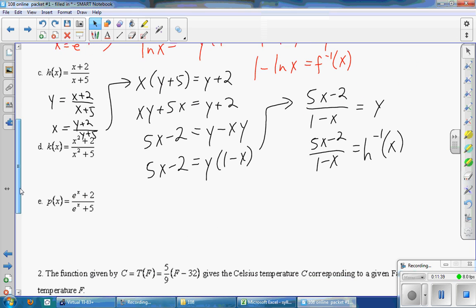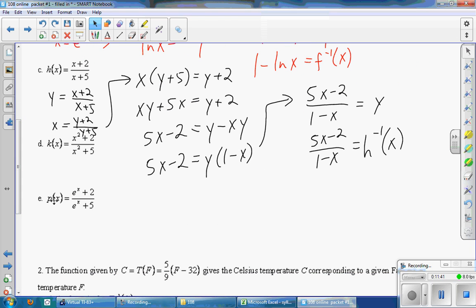Part D. K of x equals x squared plus 2 over x squared plus 5. So this one, there's a problem, and you might have to graph it to see there's a problem, but maybe not. Maybe you can see there's a problem even before you graph it. And the problem is that this function, you can pick two different x's that give you the same y value. So if you haven't thought to do this, maybe do it now. Pause the video, come up with two different x's that maybe are going to give you the same y value, and come back when you're done.